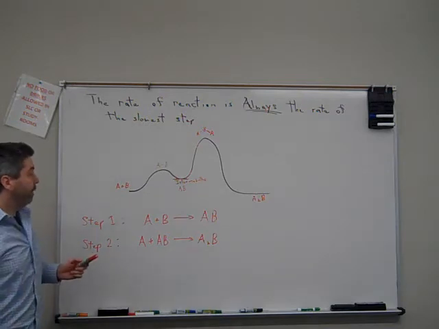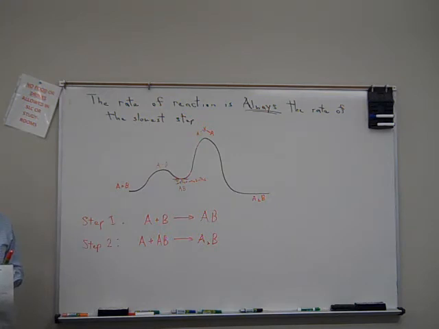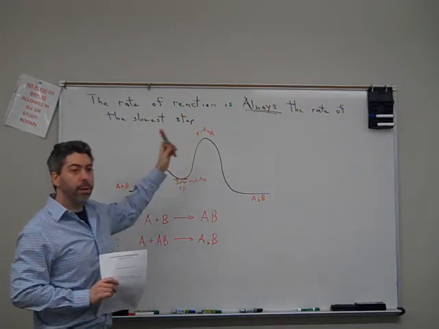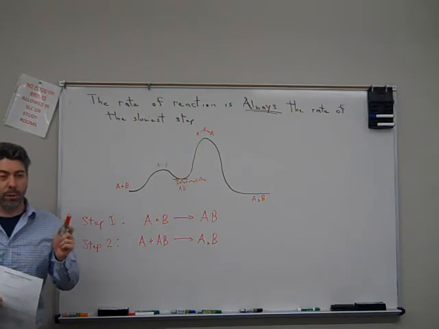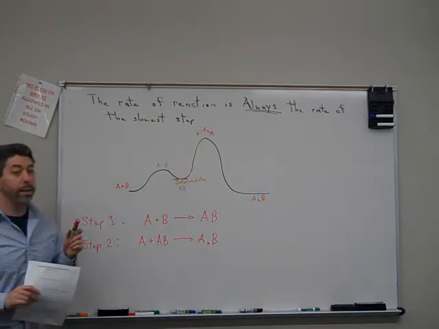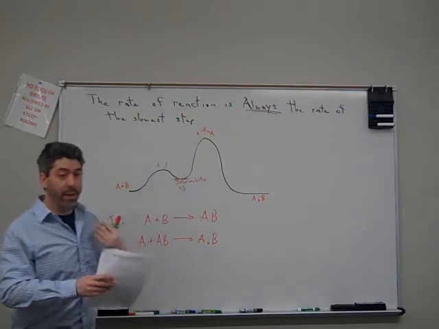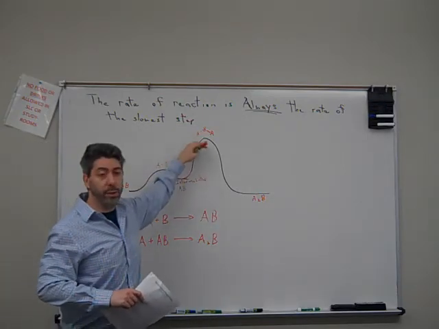So now, which step has the higher activation energy? Step 1 or step 2? Step 2. And therefore, which step would be slower? Step 2. The one with the higher activation energy is going to require a lot more energy to get up there, so it's going to be harder to happen, and that's going to be the slower step.